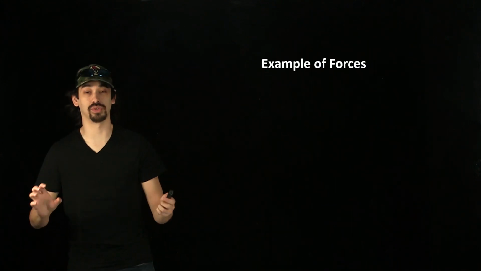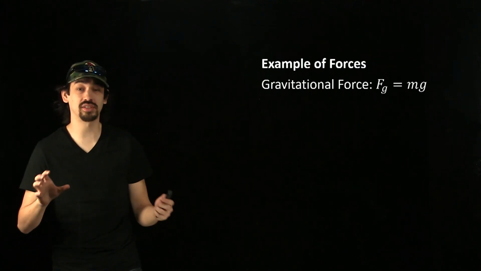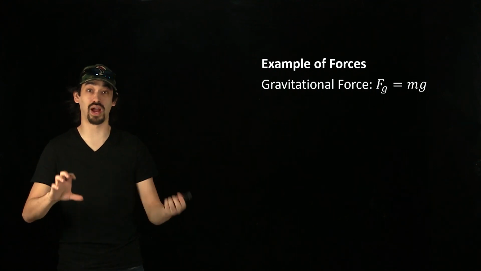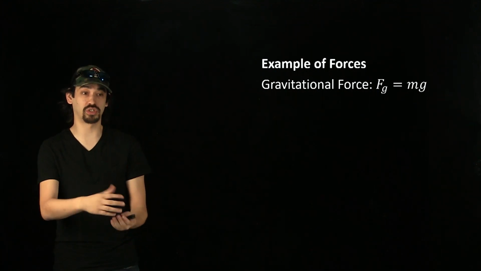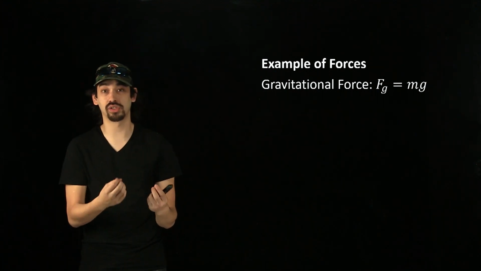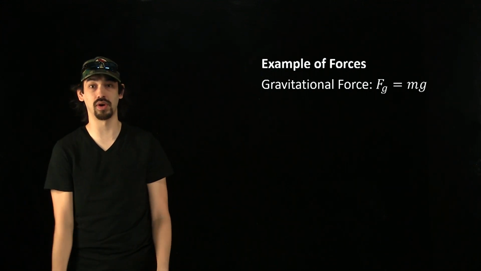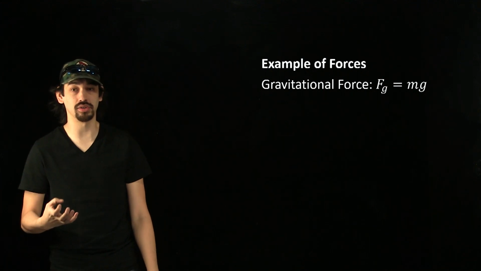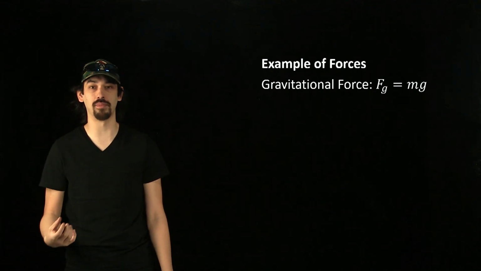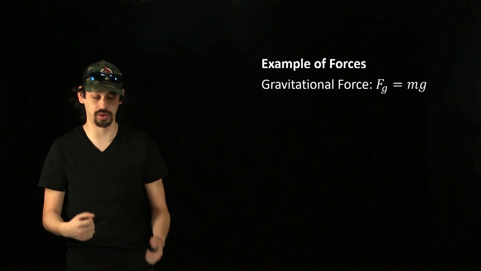So what are some examples of force? The most obvious example of force is the force of gravity. This just says that the force of gravity on any object close to the surface of the Earth is going to be equal to the mass of the object times the acceleration due to gravity. In SI, the acceleration due to gravity has a value of 9.81 meters per second squared.